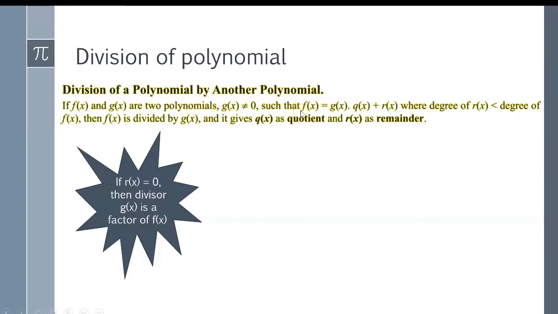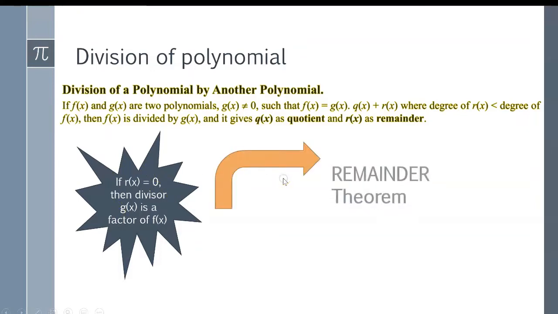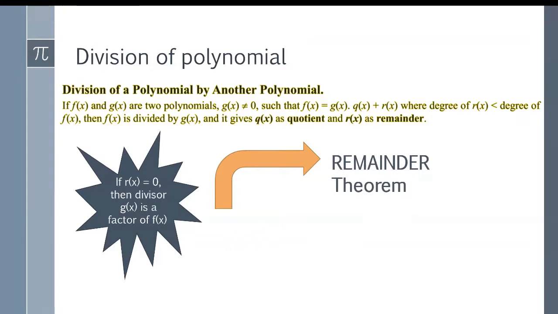So consider a simple example like 6, right? So 6 divided by 2 is 3. So we can write 6 is equal to 2 times 3, plus 0. So if remainder is 0, then 2 is a factor of 6 or 3 is a factor of 6, right? So this is the only condition: the remainder has to be 0 in order to be a factor.